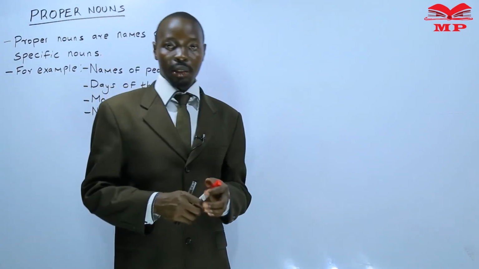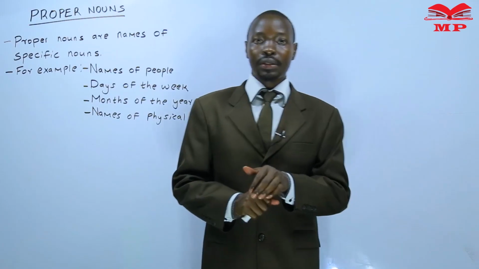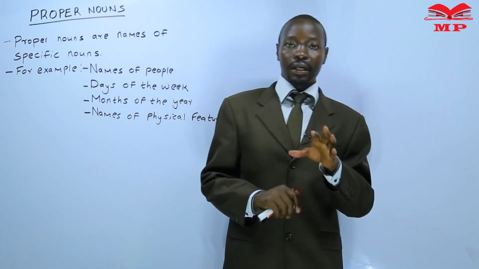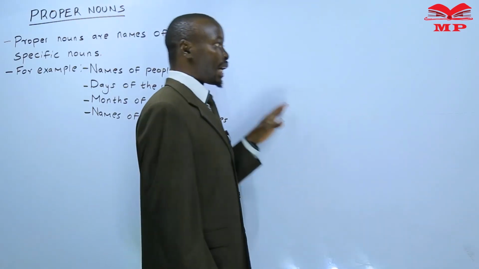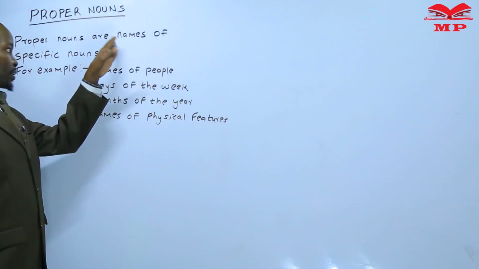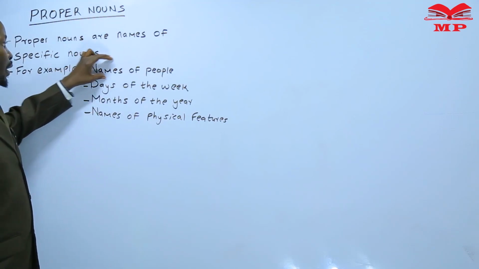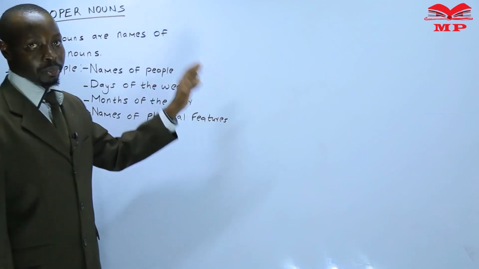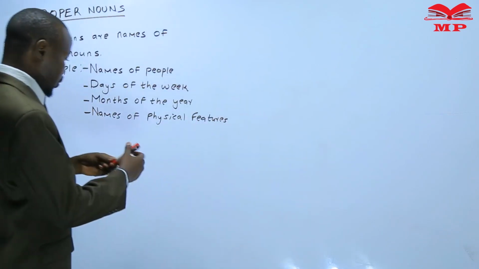Now, a point to note about the proper nouns. Proper nouns are written by starting with a capital letter. Since they are giving us the names of specific nouns, that means it's only one particular noun that possesses that name. So if you are giving a name of a person, that person's name should start with a capital letter. So a point to note here.